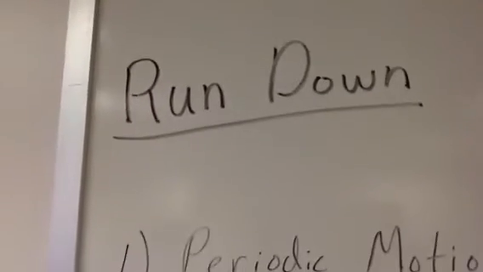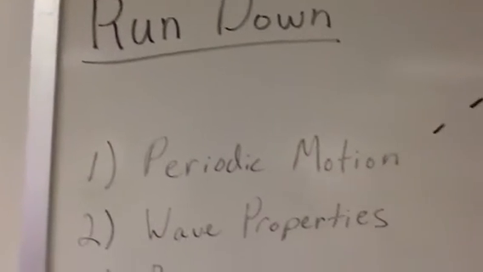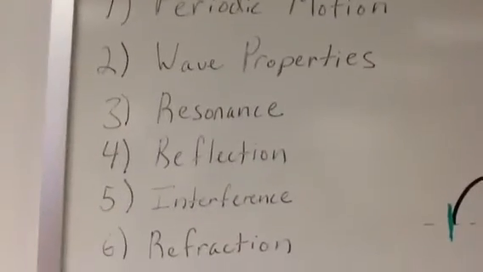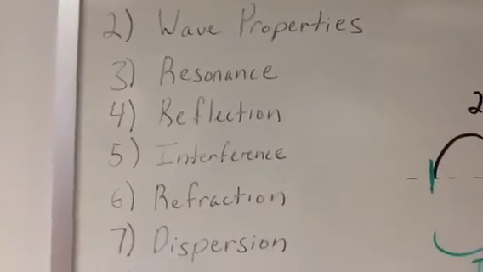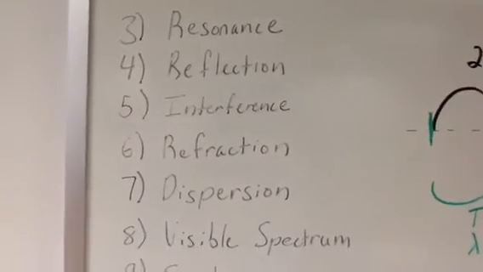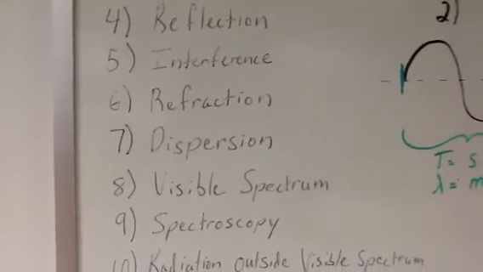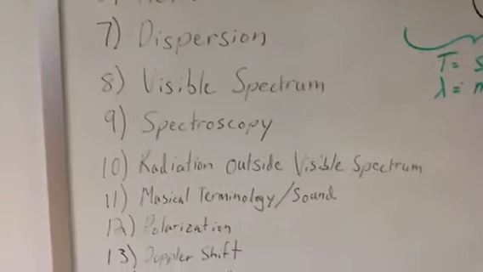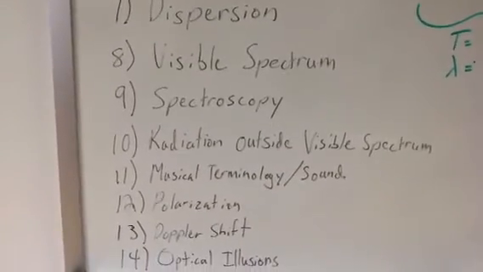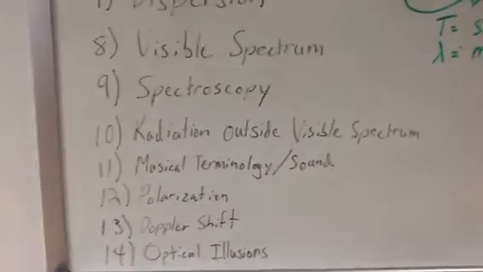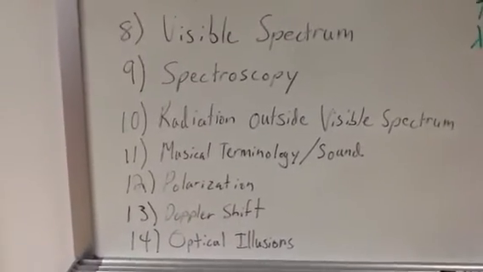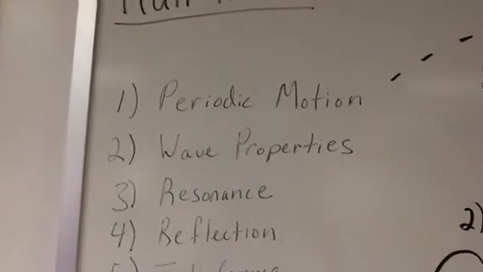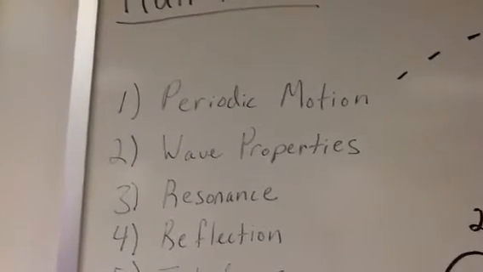So here are our topics: periodic motion, wave properties, resonance, reflection, interference, refraction, dispersion, visible spectrum, spectroscopy, radiation outside the visible spectrum, music terminology or sound, polarization, Doppler shift, optical illusions. There's a lot to go through, and let's see if we can get it all done in one shot. We'll start with periodic motion.